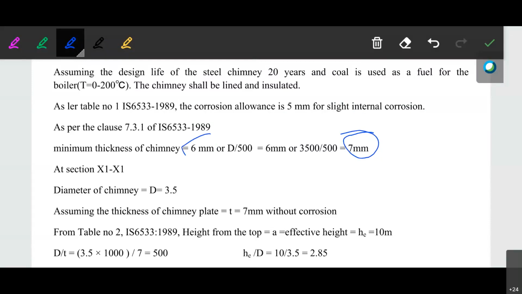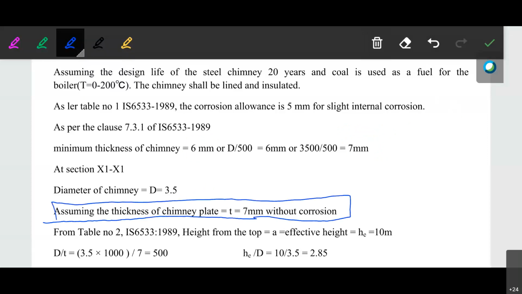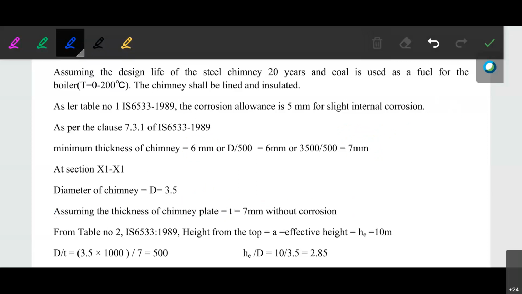Okay, so the maximum of these should be your minimum thickness of that particular chimney. The thickness should not be less than this particular value. Therefore, assuming the thickness of that particular chimney plate as 7 mm without the corrosion allowance. Okay, for the top section we will consider the chimney thickness as 6 mm. Now considering the particular section x1.